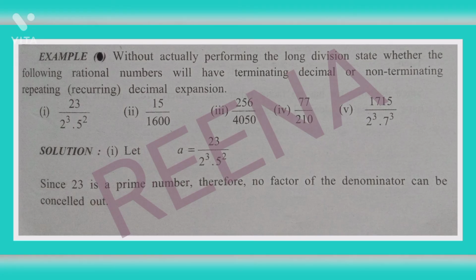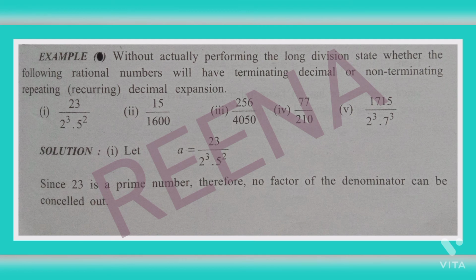Let's start with the next one. Now in this one we have the question that without actually performing the long division, state whether the following rational number will have terminating decimal or non-terminating repeating recurring decimal expansion. It's the easiest question because we know if the denominator has 2 or 5 or both, that will be the terminating decimal, otherwise it will not be.